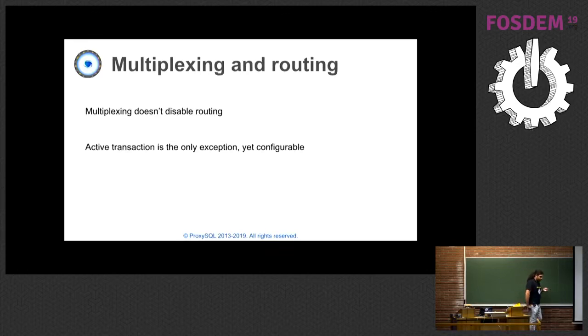One important thing to remember is that multiplexing does not automatically disable routing. Those are two different concepts. So you can have multiplexing disabled on a specific connection, but you can still have the client send traffic into multiple connections. So one connection to the writer and one connection to the reader, or if you have sharding, you can have one connection to one shard and another connection to another shard, and traffic is being load balanced based on certain criteria.